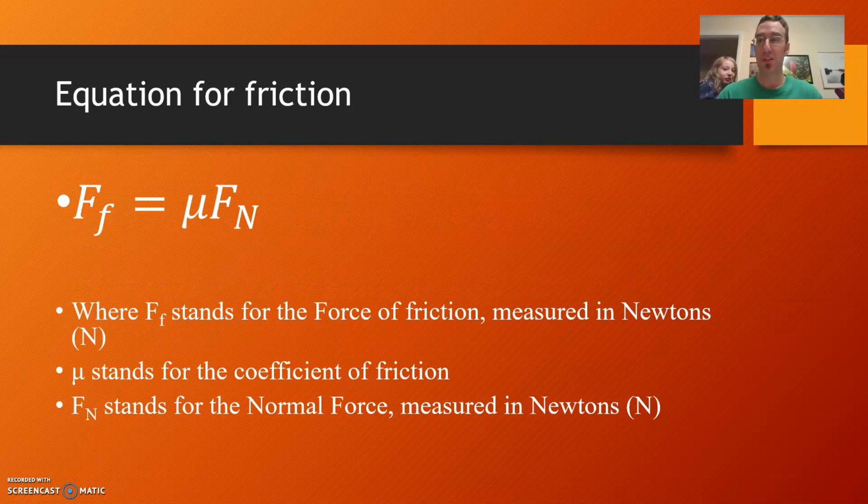The equation for friction is FF, which stands for the force of friction, equals mu times Fn. FF is the force of friction measured in newtons, because it's a force and all forces are measured in newtons. That weird letter is the Greek letter mu. It stands for the coefficient of friction. It's kind of like a U with an extra piece in the front. And F with the subscript capital N, Fn, stands for normal force, not net force, which is also measured in newtons.